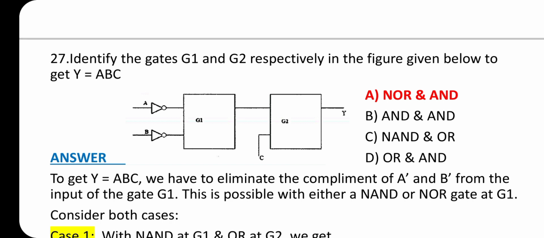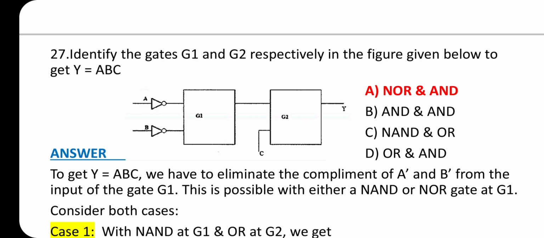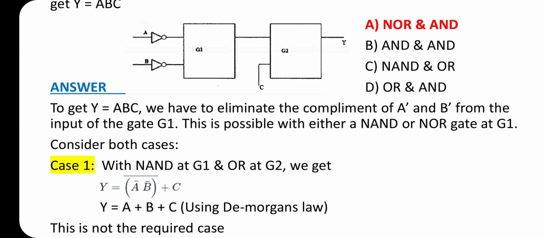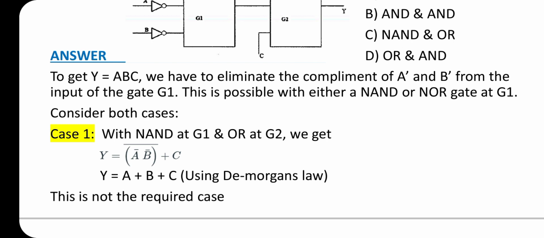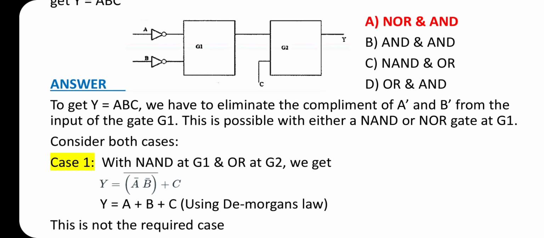The option A is the right answer, NOR and NAND gate. To get y equal to ABC, we have to eliminate the complement of A dash and B dash from the input of the gate G1. This is possible with either a NAND or NOR gate at G1.